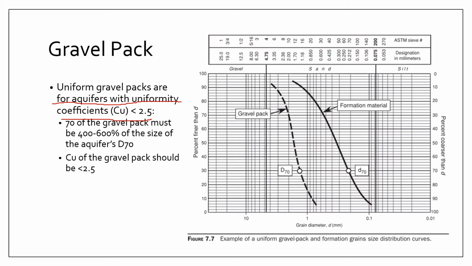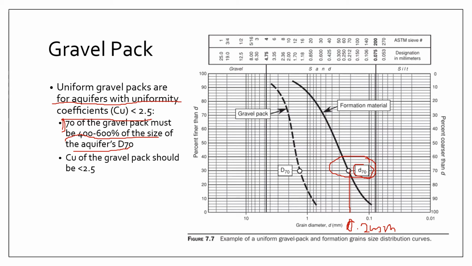All right, so the criteria here is to ensure that the D70 of your gravel pack must be 4 times to 6 times the size of the D70 of your aquifer. So for example here, the D70 of your formation material is around 0.2, all right, from the logarithmic scale. 0.2 millimeters, that is the D70.